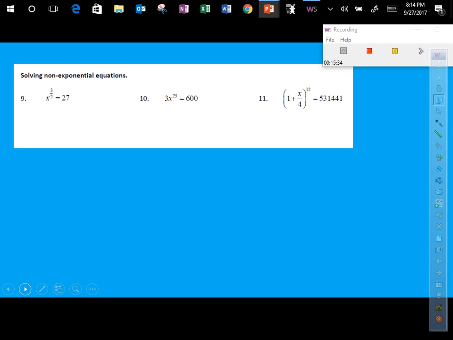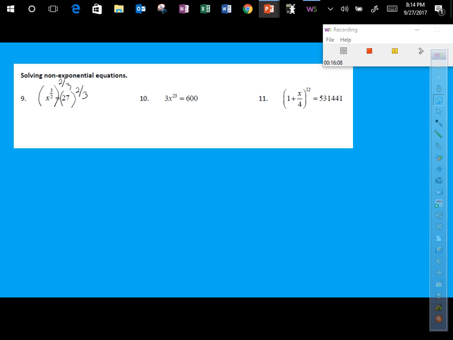Now, I wanted to slide in here. Our book still kind of called them exponential equations. I'm going to call them non-exponential equations, but they show up in this chapter a little bit, so I'm just going to review with you how to solve those. This isn't an exponential because my unknown isn't in the exponent. So I've got x to the 3/2 equal 27. When this happens, I'm going to raise both sides to that reciprocal power. So instead of 3/2, I've got 2/3. I'm going to do that to both sides.